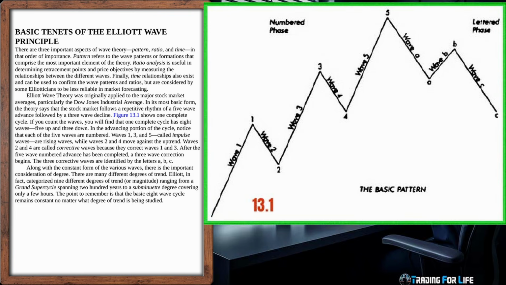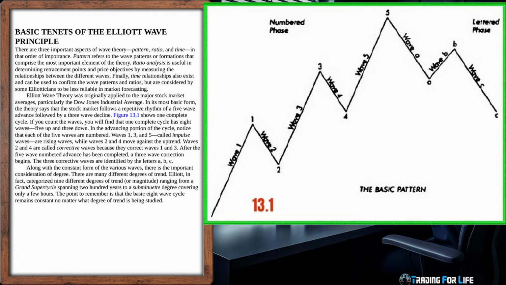If you count the waves, you will find that one complete cycle has 8 waves, 5 up and 3 down. In the advancing portion of the cycle, notice that each of the 5 waves is numbered. Waves 1, 3, and 5, called impulse waves, are rising waves, while waves 2 and 4 move against the uptrend. Waves 2 and 4 are called corrective waves because they correct waves 1 and 3.